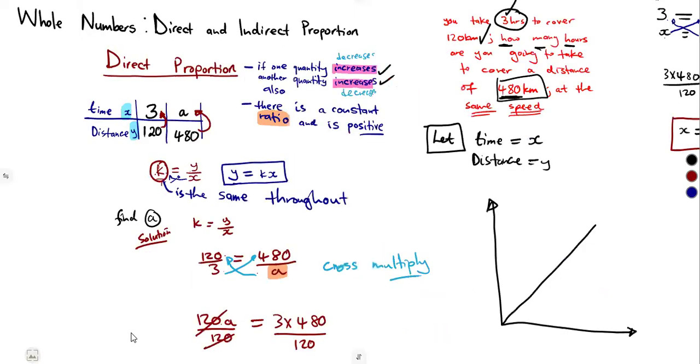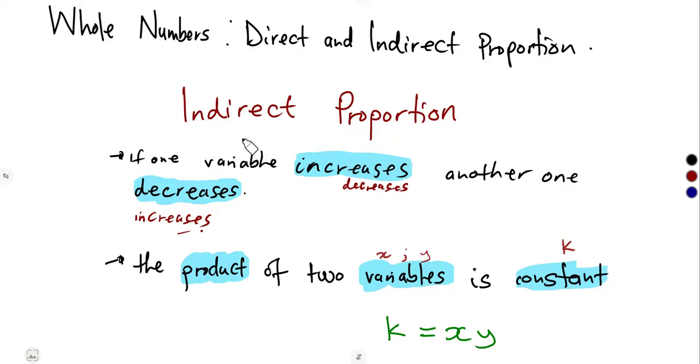Previously, on a direct proportion, K was the ratio of the two variables. The constant is a ratio, this one over this. But for indirect, guys, it's not a ratio. It is the product of the two, X and Y, as they are.